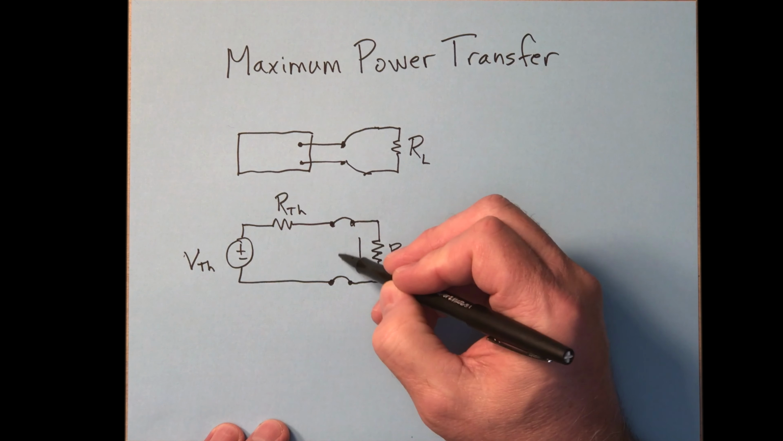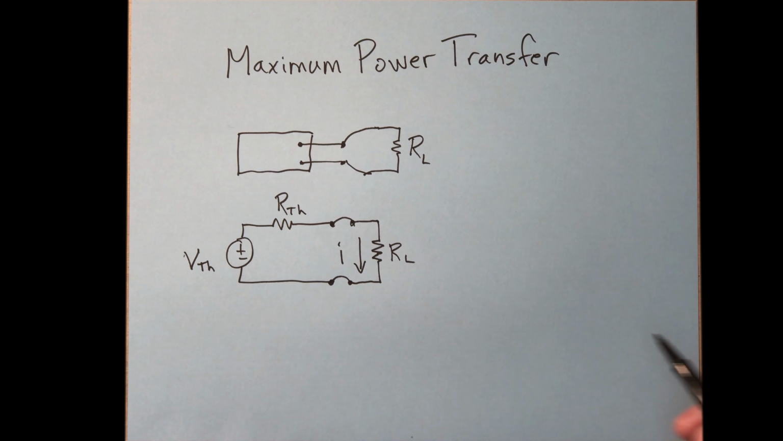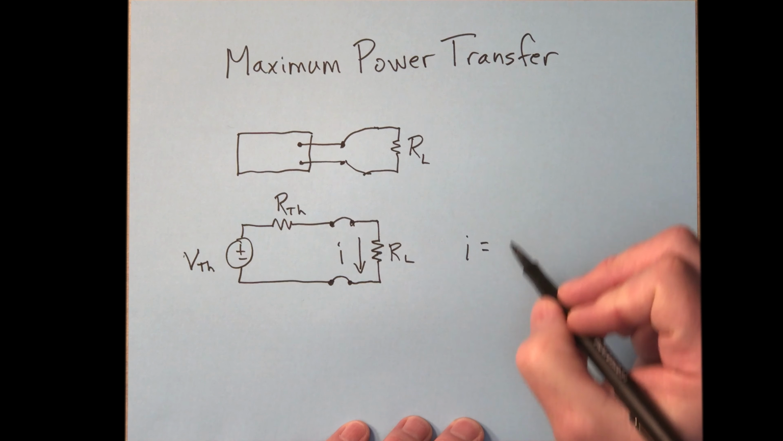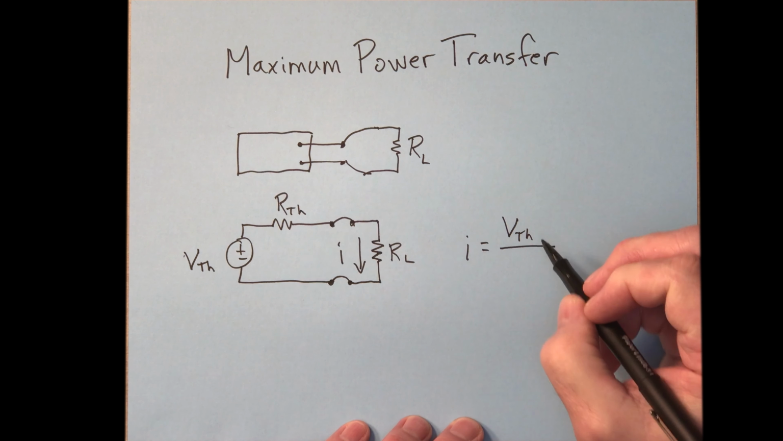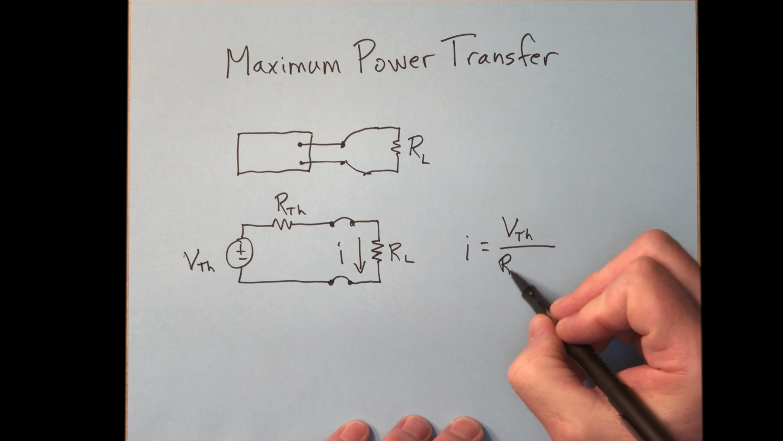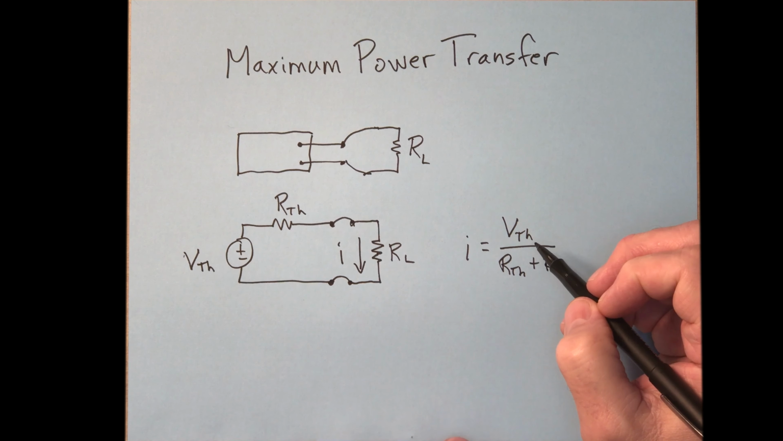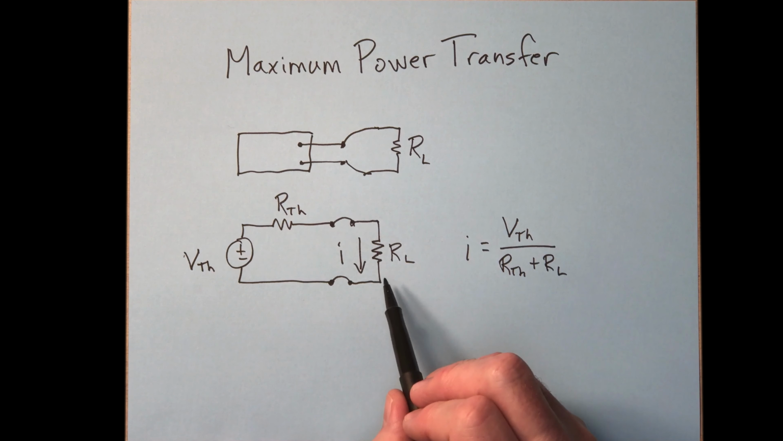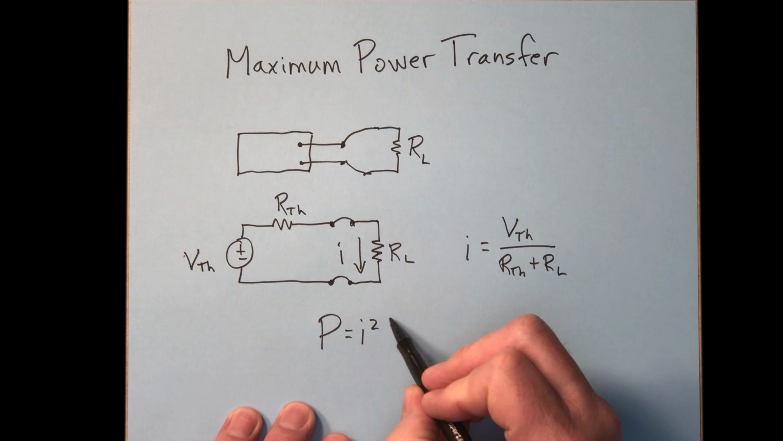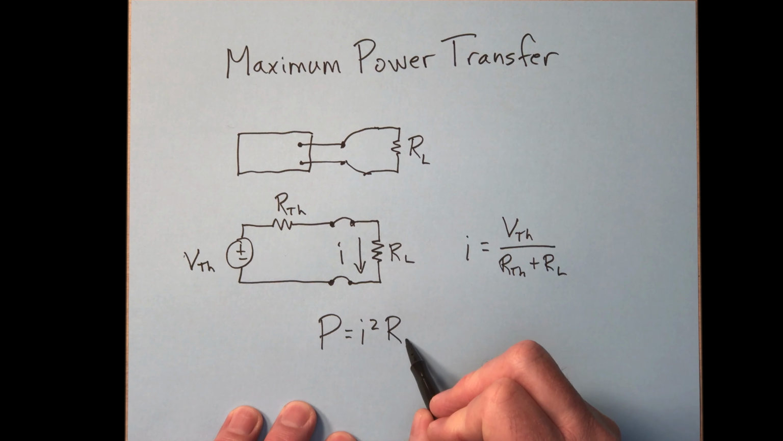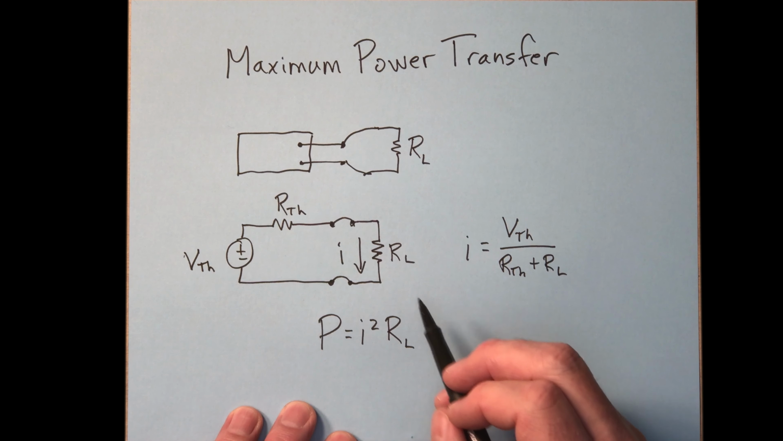Any current that's going to travel through the load, you can easily calculate this way. Current is just going to be voltage divided by resistance. The voltage involved is VTH, and the resistance involved is RTH plus R sub L. Okay, that's the current. Now if you want to compute the power that's transferred, then power is equal to I squared R, and the R in this case is R sub L. So this is the amount of power that's being transferred to the load.